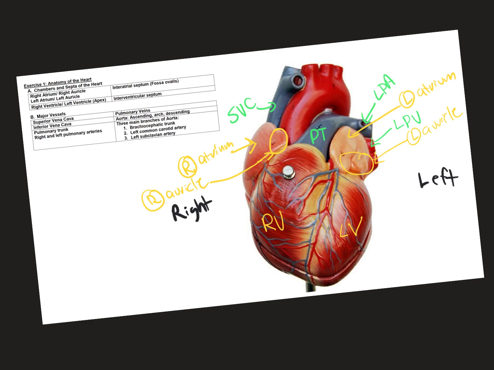So there are three portions to the aorta. There's the ascending aorta, there's the aortic arch, and there's the descending aorta. There are three vessels that leave the aortic arch. They are the brachiocephalic trunk, the left common carotid artery, and the left subclavian artery.